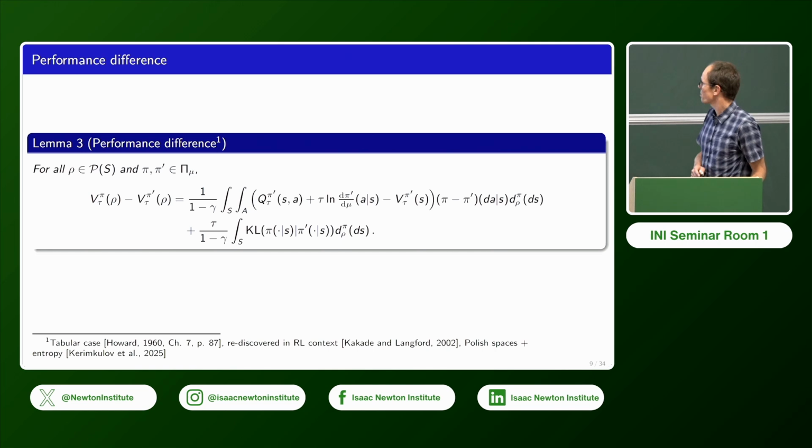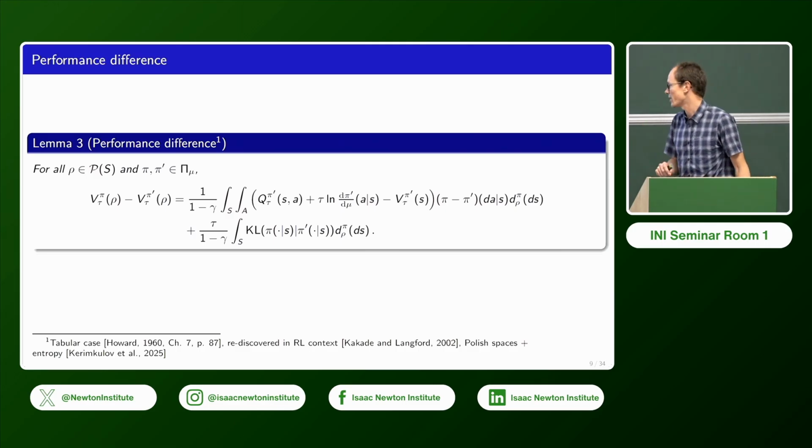Okay, so that's the setup. And an important tool for analysis of all the gradient methods is this performance difference lemma, which goes back to Howard in his book from 1960. And he wasn't calling it a performance difference lemma then. For him it was just a calculation, but somehow over the years people started to appreciate how useful it is, and so gave it the label lemma. And in the RL context it's been well known and appreciated at least since 2002.